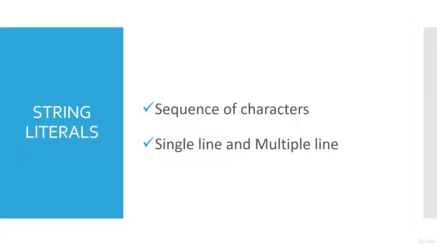What is the meaning of string literals in Python programming language? In Python, a string literal is a sequence of Unicode characters surrounded by quotes, either single quotes or double quotes. Single quotes or double quotes for single line string and triple quotes for multi-line string.